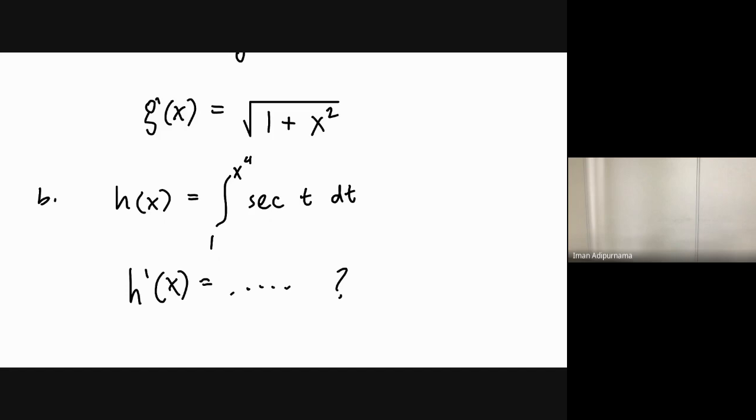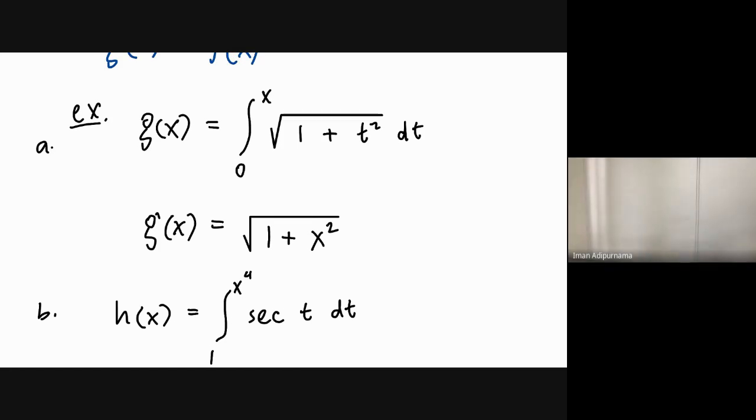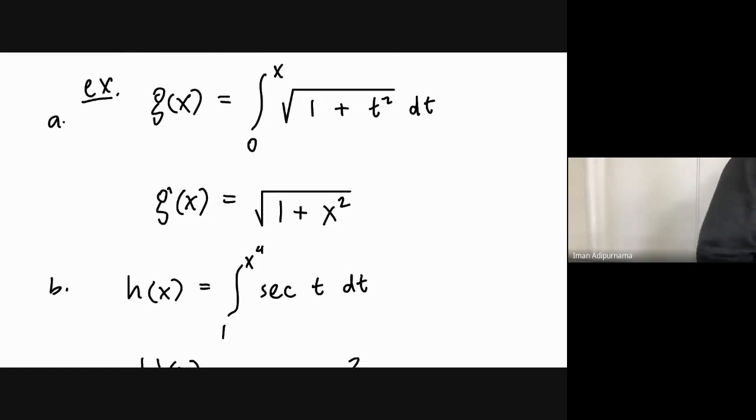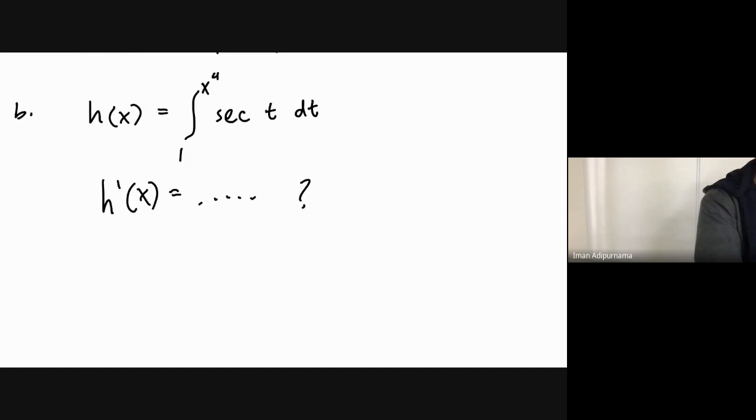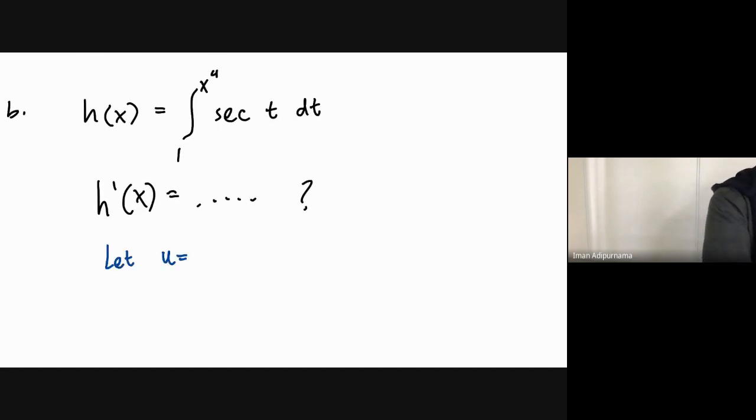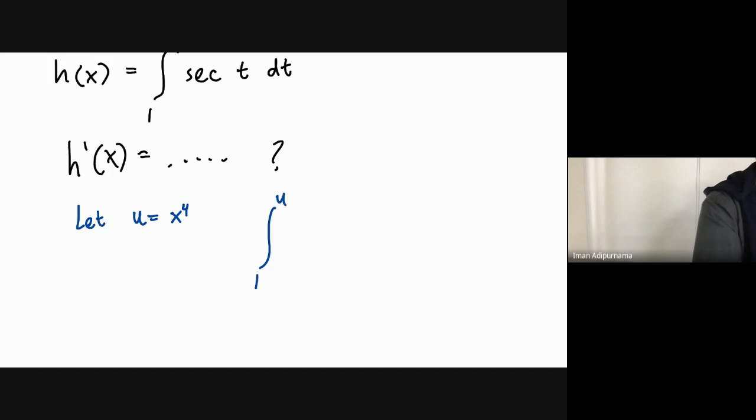Now this becomes a little bit more complicated. You have the integration from 1 to x to the power of 4. If you have something like this, it will be a little different from the first one. The first one is simple, it's 0 to x, just an x. If we have x to the power of 4, my advice is let u be x to the power of 4, and write the integral of secant t dt.